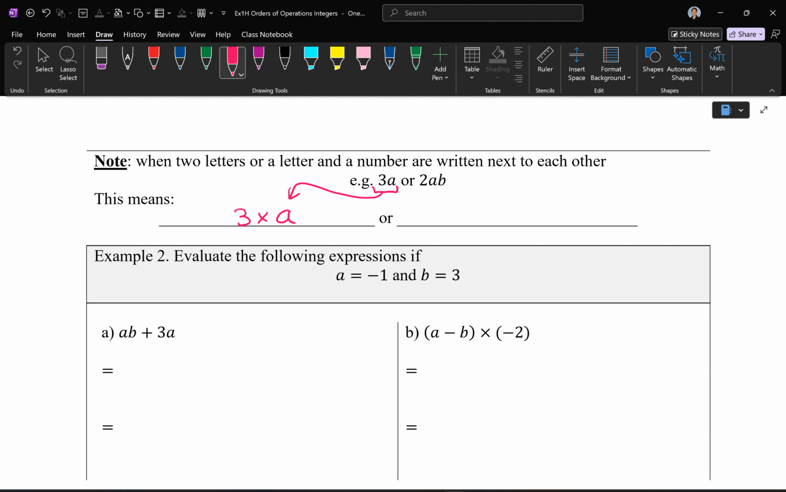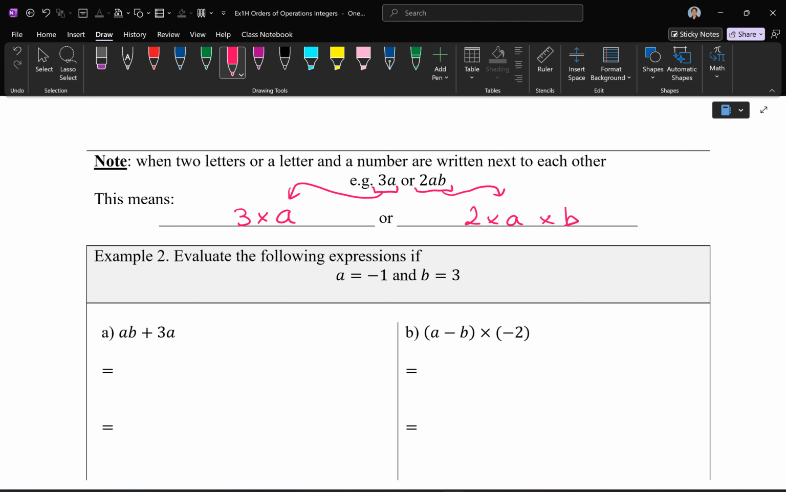Now, the next one, not all students will understand this bit or get it right. What do you think then 2AB should mean? What should that mean? You want to go? Very good. So if that's what you thought, that is correct. It is 2 times A times B. We're just too lazy to write 2 times A times B. It's easier just to write 2AB.